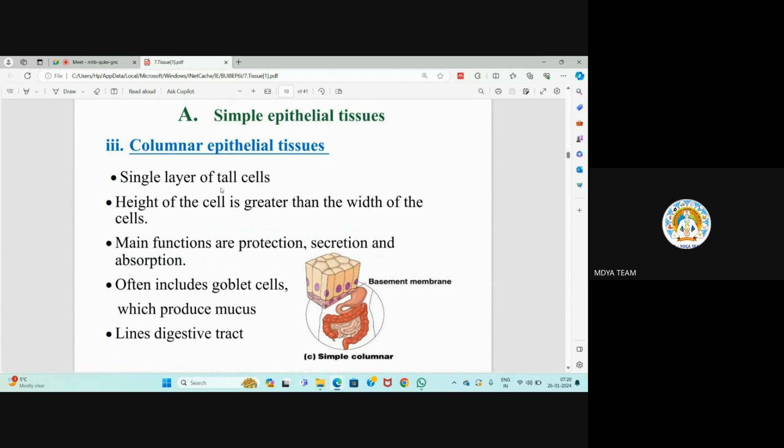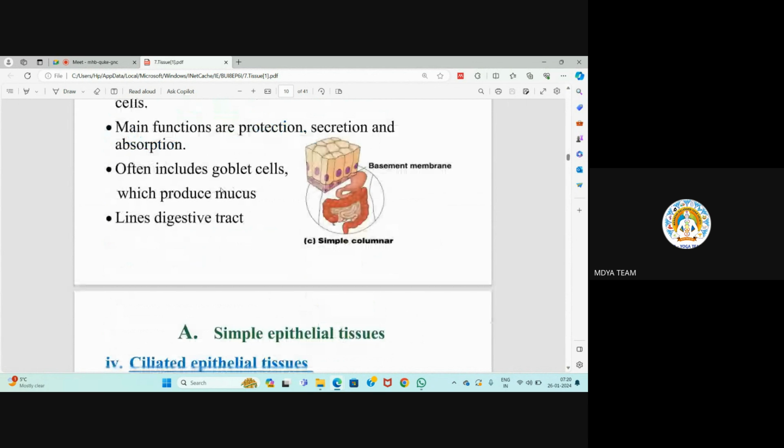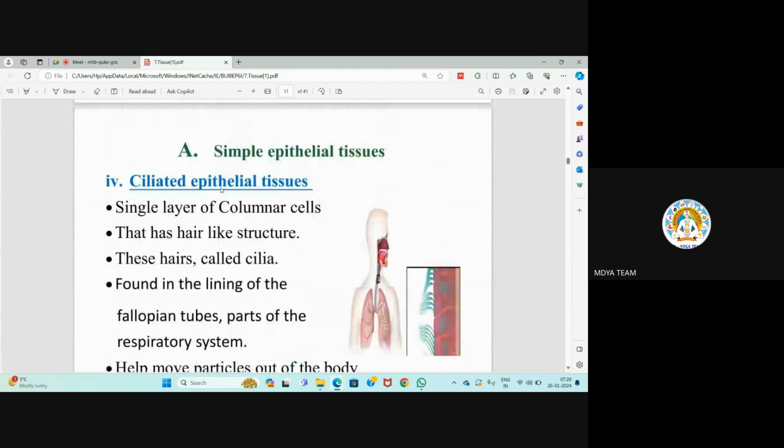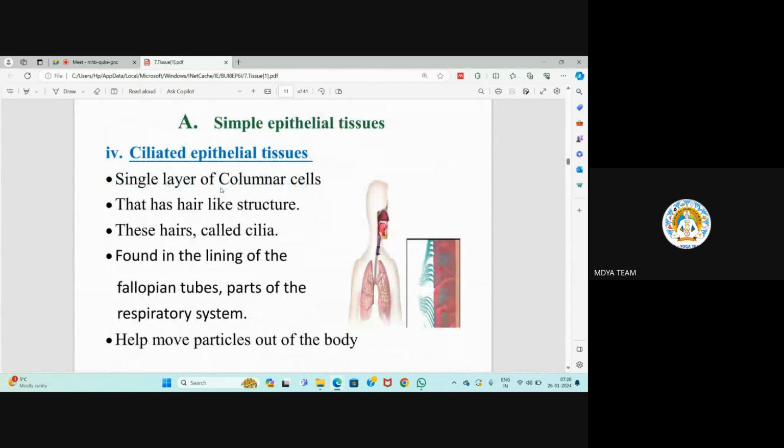And yes, it lines the digestive tract. Next is simple epithelial tissue. Sorry, ciliated epithelial tissue, also part of simple epithelial tissue. So this is also a single layer of columnar cells that has hair-like structures. These hairs are called cilia. We have already discussed yesterday what cilia is, right? So it is found in the lining of fallopian tubes, and parts of the respiratory system too.